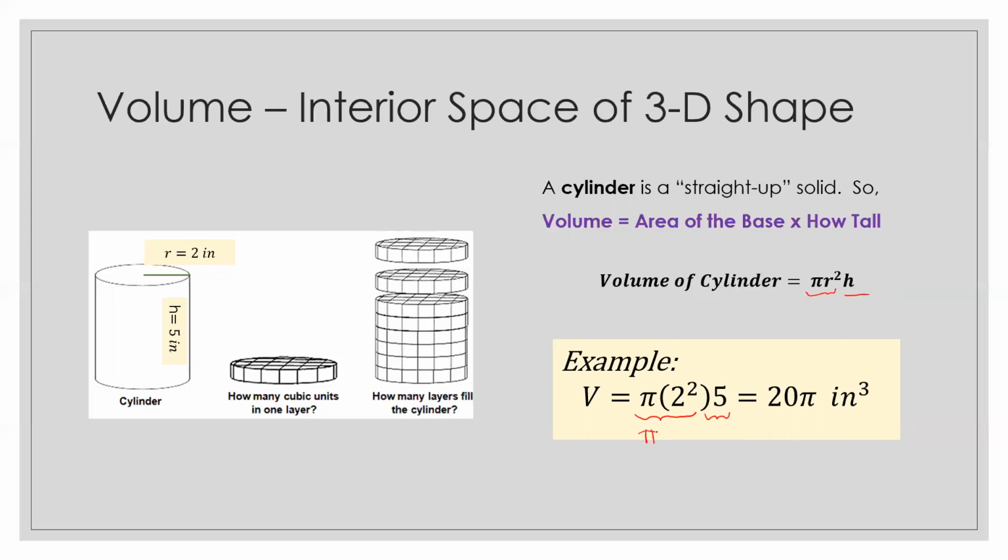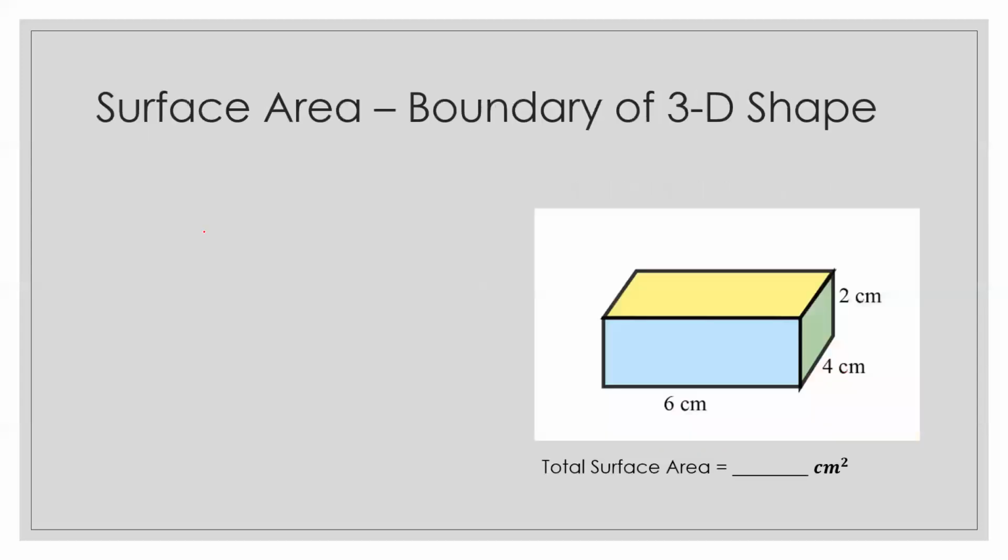That would be pi r squared multiplied by the height, and that is 20 pi, and the unit would be inches cubed because our unit of length is inches. That means the unit of volume is inches cubed. We're counting cubes inside that cylinder. Okay. Now, let's talk about surface area.